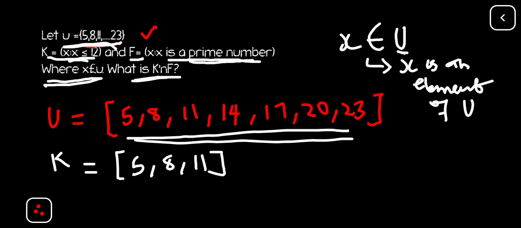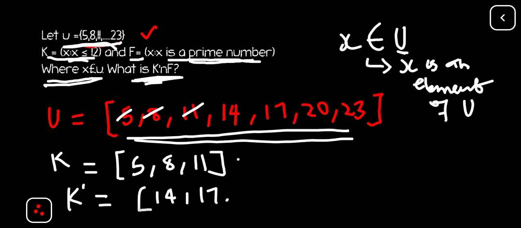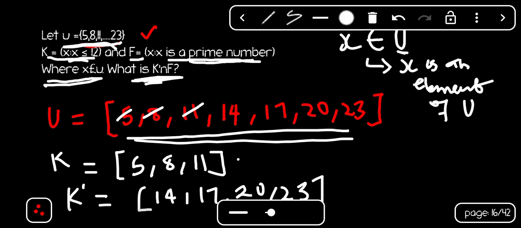Now, what is K prime or K complement? Because that's part of what we're asked to find. K prime has to be anything in the universal set that is not K. If we cancel out everything in the universal set that is K, we're left with 14, 17, 20, and 23. So K prime is 14, 17, 20, and 23. So we know K prime, we know F. Okay, now they say F is a prime number.